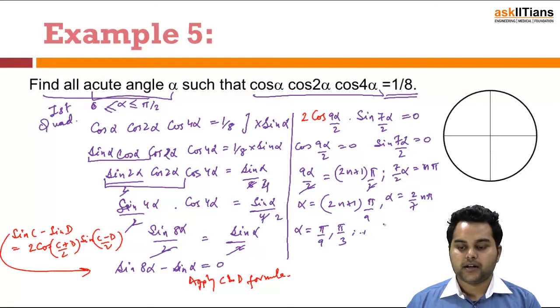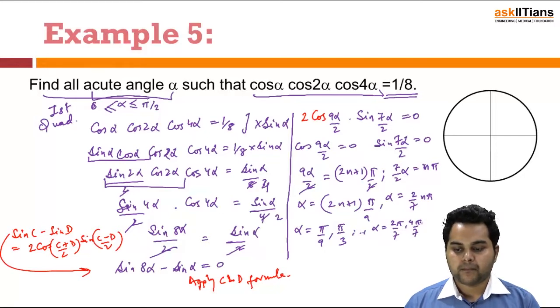For the second, when n is equal to 1, I will have 2 pi by 7. For the next, I'll have 4 pi by 7. Now 4 pi by 7 is greater than pi by 2, hence it cannot be included. So these will be the solutions.